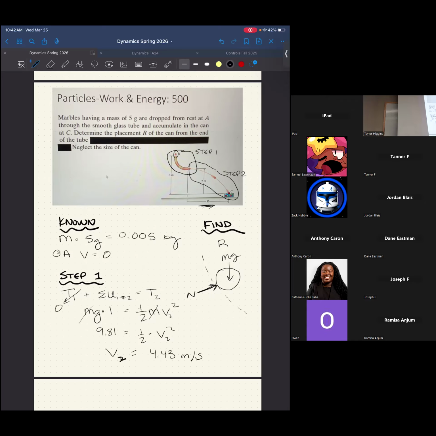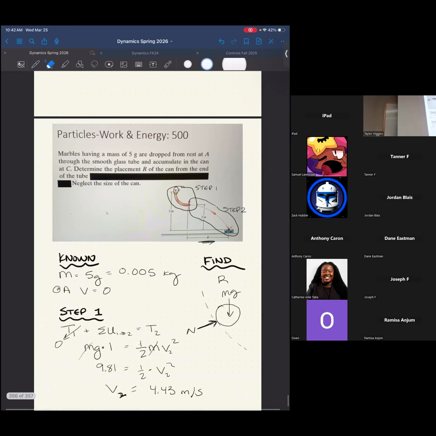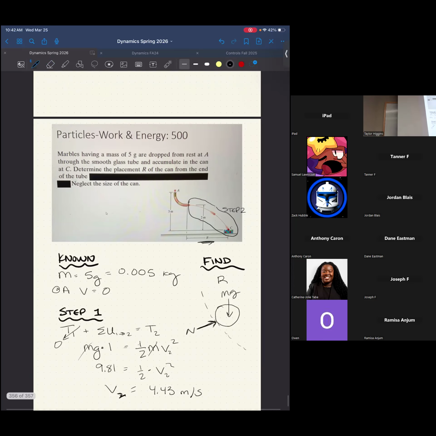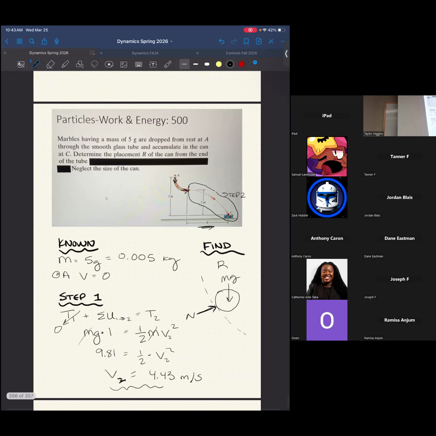Okay, so notice, however, that this is a speed. Work-energy is a scalar equation. It doesn't tell me anything about the direction. However, because of the geometry of the problem, we can tell that it is initially moving vertically and finally moving entirely to the right. So this entire speed at B, or at point 2, is entirely to the right.